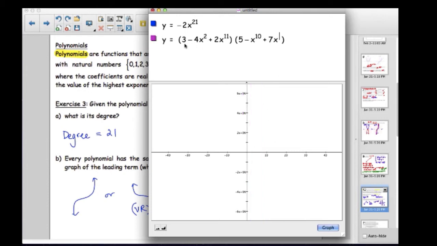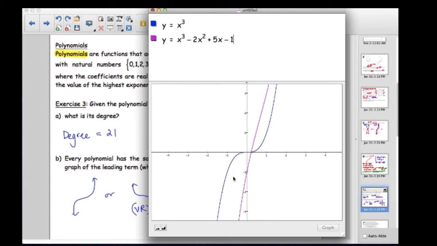Let's see this with a bit better example because I want it to be really clear. If I have y equals x cubed and y equals x cubed minus 2x squared plus 5x minus 1, if we reset the graph, we zoom out, we see that the two graphs end up having the same end behavior. Okay, let's move on.